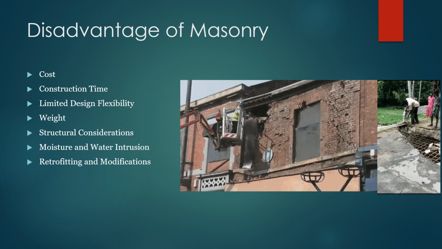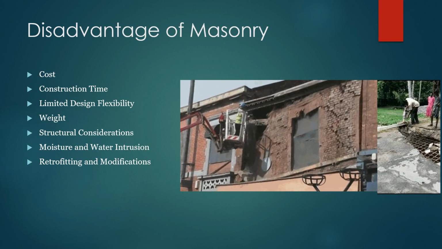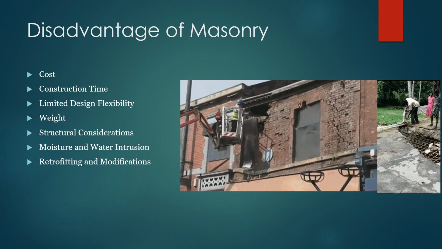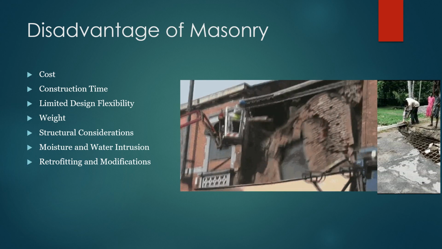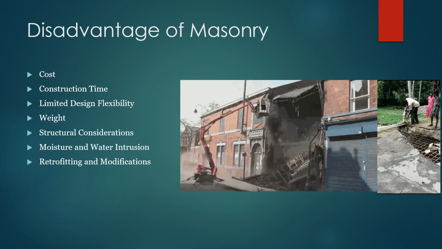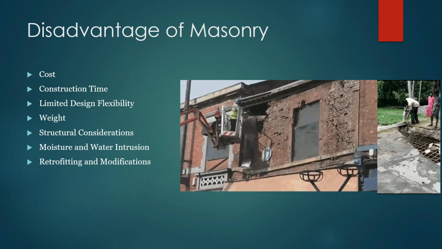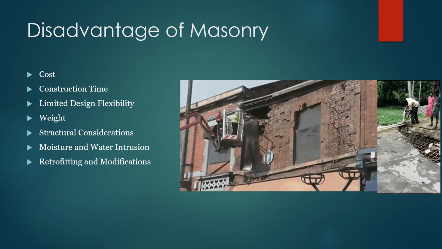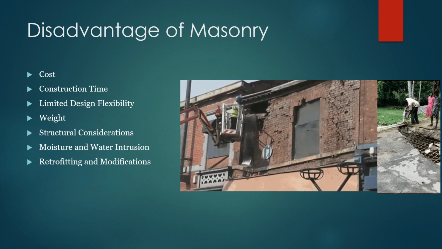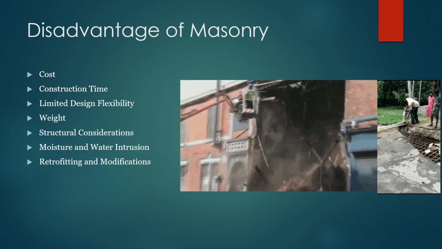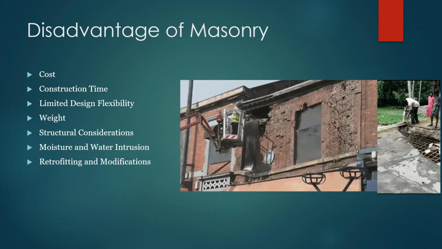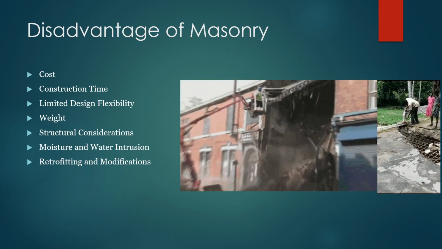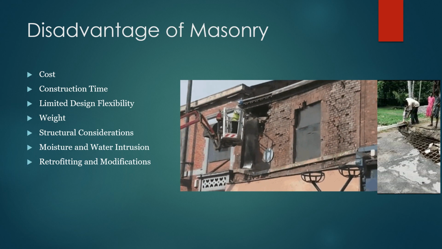The next is structural consideration. The weight and the rigidity of masonry can pose challenges in seismic prone areas. Masonry structures may require additional reinforcement or design consideration to withstand seismic forces. The next is moisture and water intrusion. While masonry materials are generally resistant to moisture, poor construction techniques or lack of proper waterproofing measures can lead to water infiltration and related issues such as dampness, mold growth, and deterioration over time.